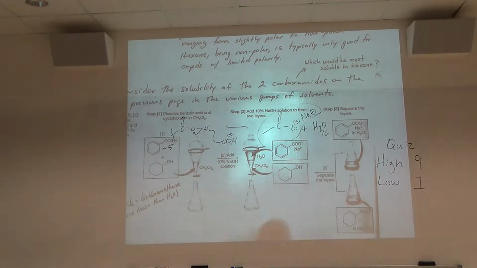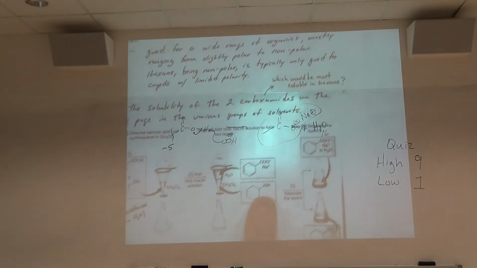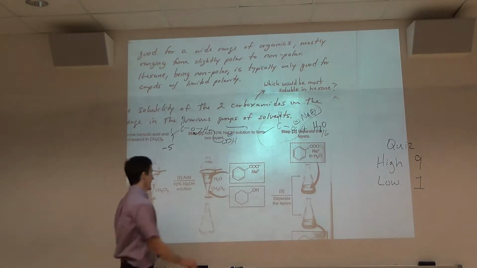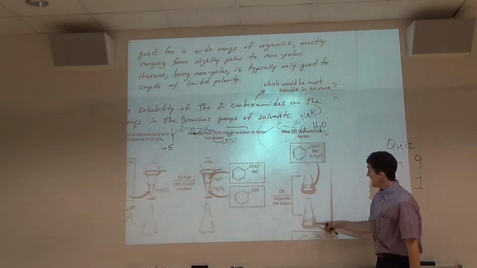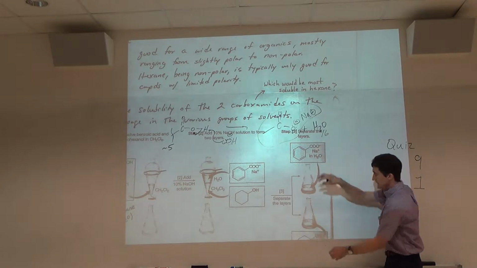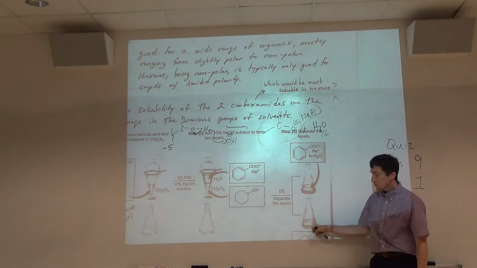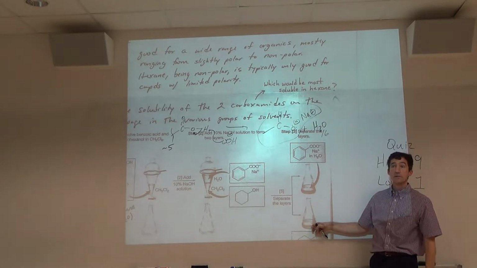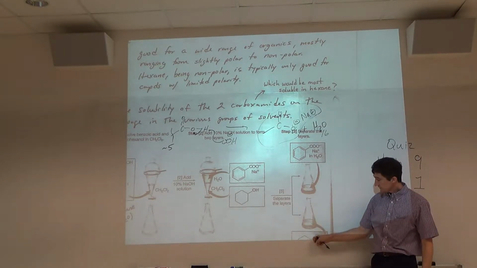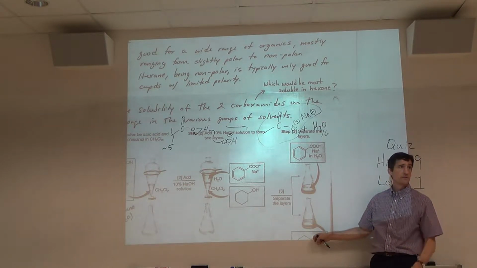So now you shake it up, they separate. At this point, you just separate your layers. You can drain one layer into one flask, one layer into the other flask, and you've separated your compounds. How do you get the alcohol back? It's in dichloromethane. You just distill off the dichloromethane, evaporate it dry. This compound won't evaporate. It'll be left in your flask.